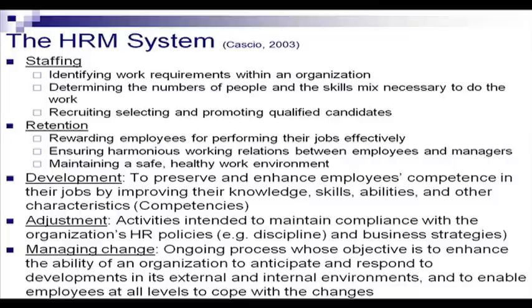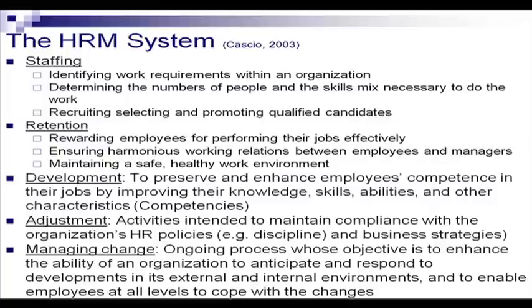The HRM system. Now, what does this whole system of human resources management consist of? Human resources management can be divided into 5 broad categories, five broad areas. One is staffing, which includes identifying work requirements within an organization, determining the numbers of people and the skills necessary to do the work, and recruiting, selecting and promoting qualified candidates.